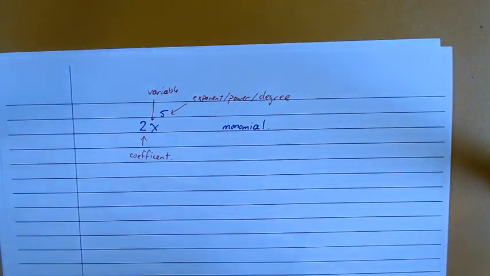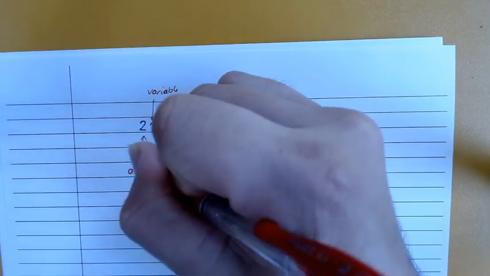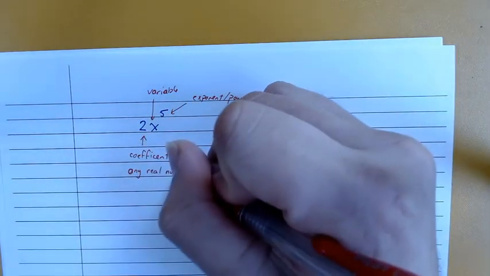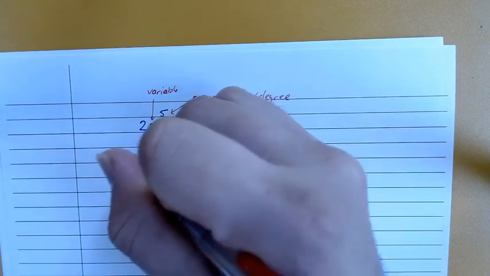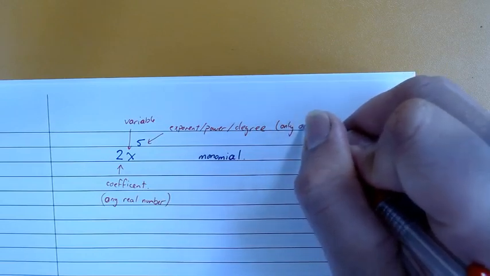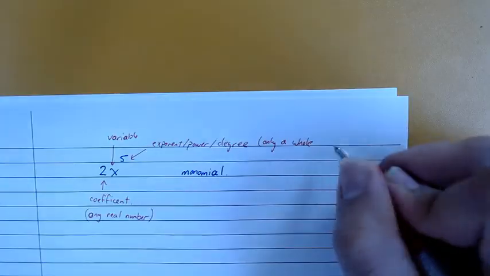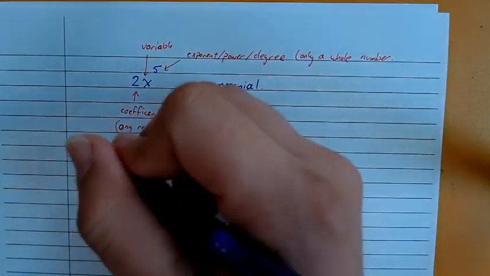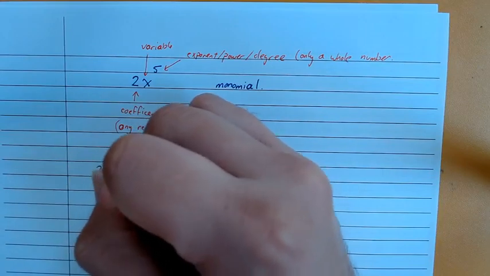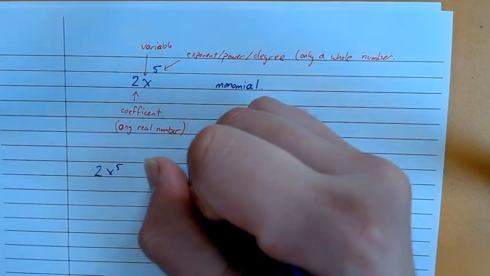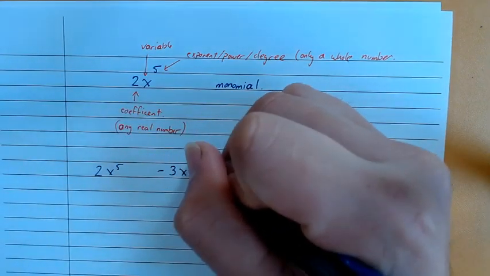Now this coefficient can be any real number. Positive, negative, whole number, fraction, decimal, it doesn't matter. Any real number. But this exponent must be a whole number. Examples of monomials are things like, well, like we just said, 2x to the power 5. Again, this coefficient can be anything we like, so we can say negative, for example, negative 3x to the power 4.